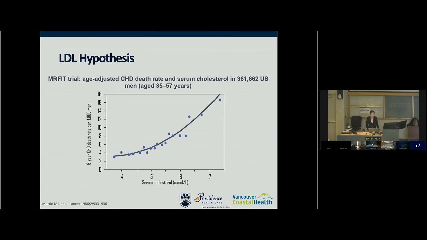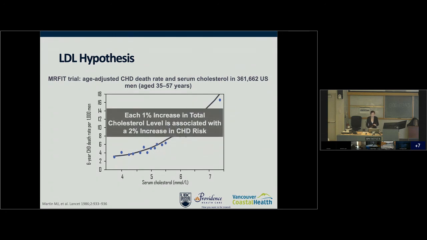And that looked at the data from the MRFIT trial, looking at how total cholesterol correlates with number of cardiac events, or specifically coronary heart deaths. And you can see that from that particular study back in 1986, that for every 1% increase in total cholesterol, there was an exponential increase in the curve, such that there was a 2% increase in the risk of coronary heart disease. But this is in 1986.